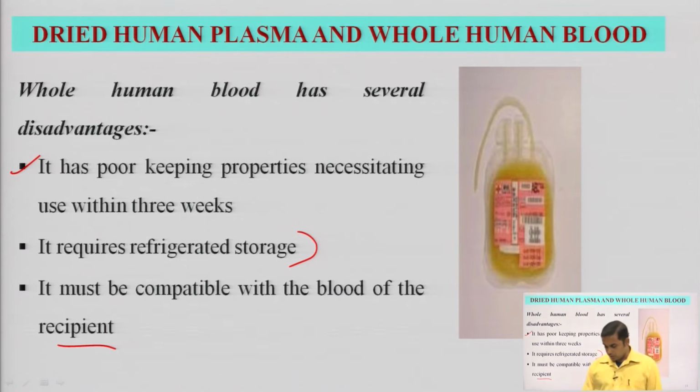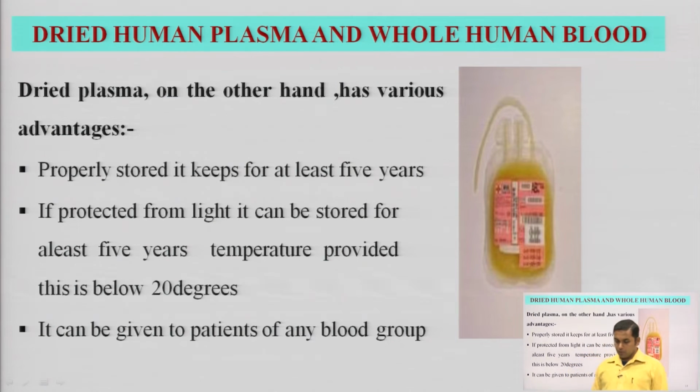So, we have to think differently, we have to identify something else. What is the new technique, or how can we solve this? The answer is dried human plasma. Dried human plasma, this is the picture. It has lots of advantages. Instead of whole human blood, you can give this.